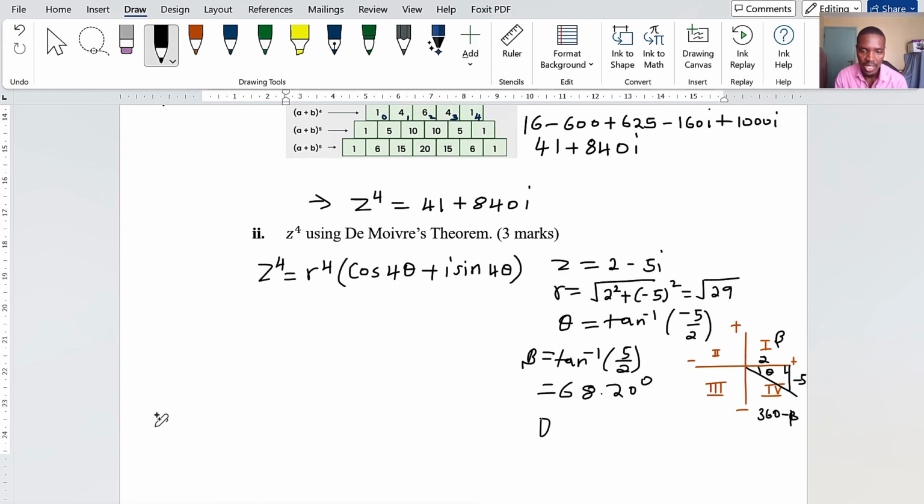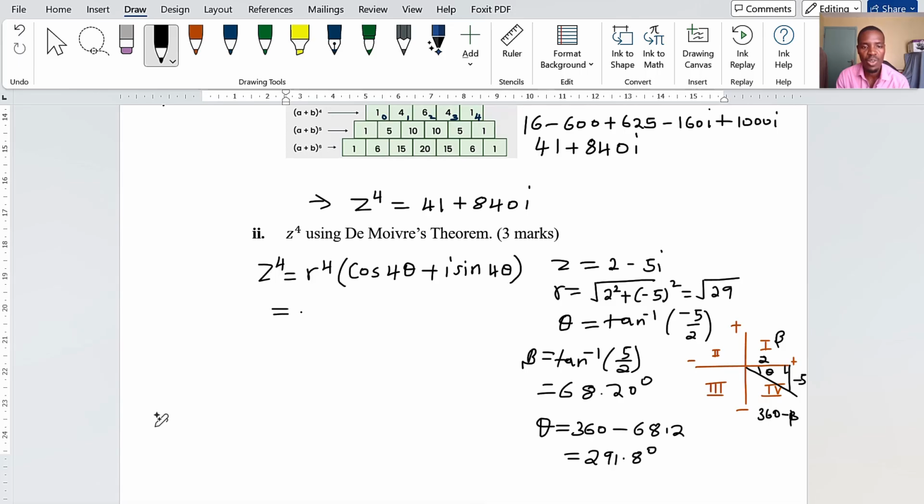So our theta is 360 minus beta, which is 68.2. When you subtract that from 360, we get 291.8 degrees. Now we come back to our de Moivre's general equation and solve.